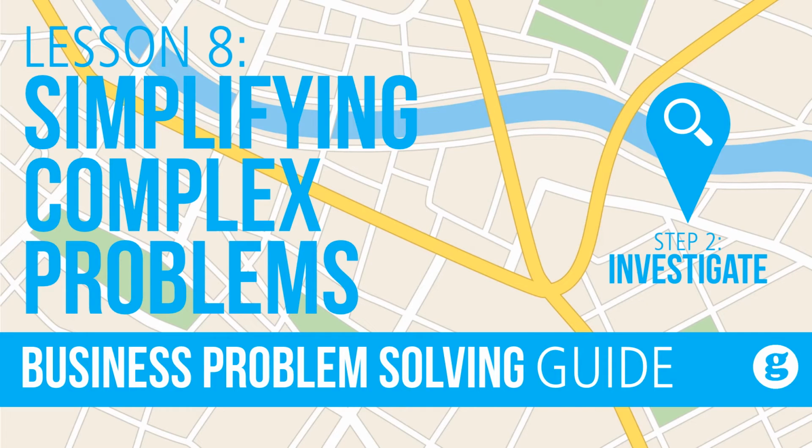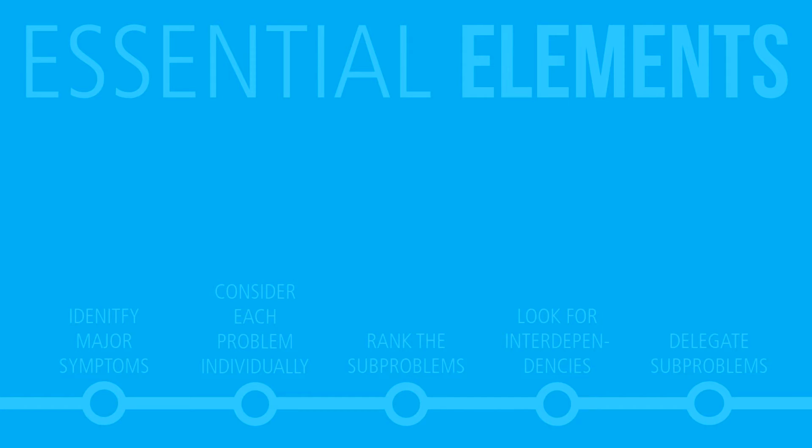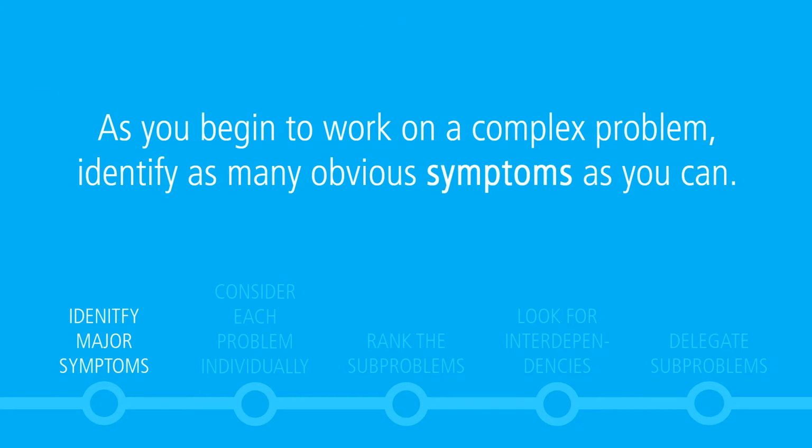Let's take a look. Here are the essential elements of simplifying complex problems. As you begin to work on a complex problem, identify as many obvious symptoms as you can. Ask others for their observations and create a list of their suggestions. Work backwards from each symptom to identify its root cause.